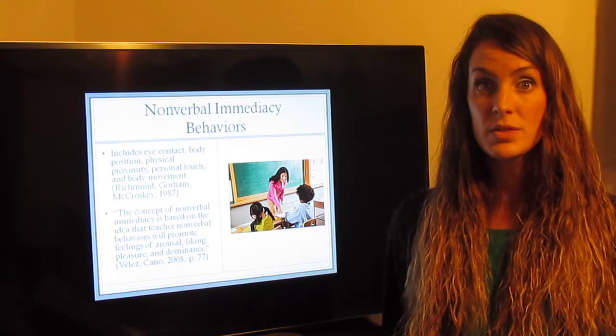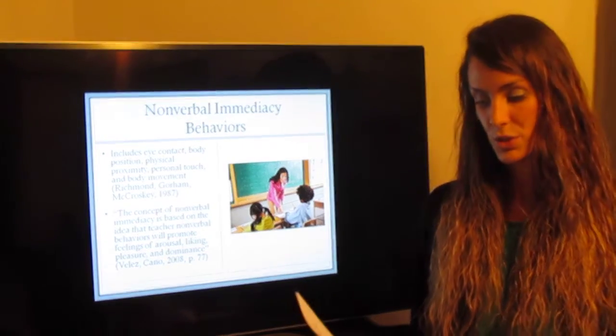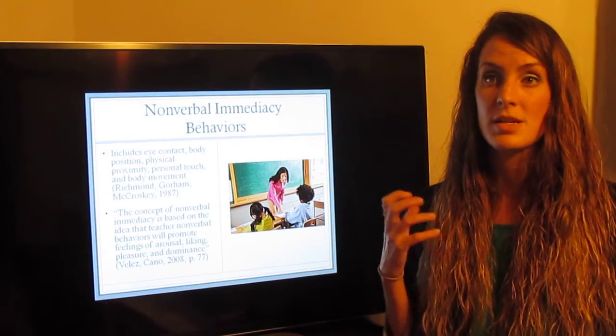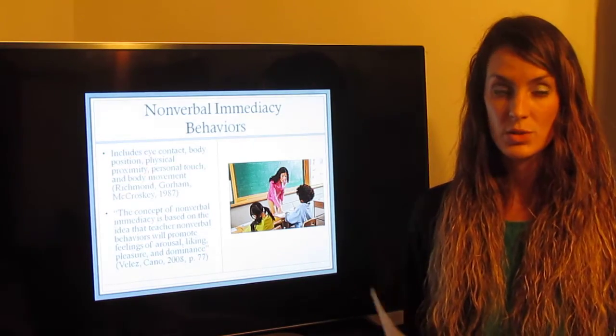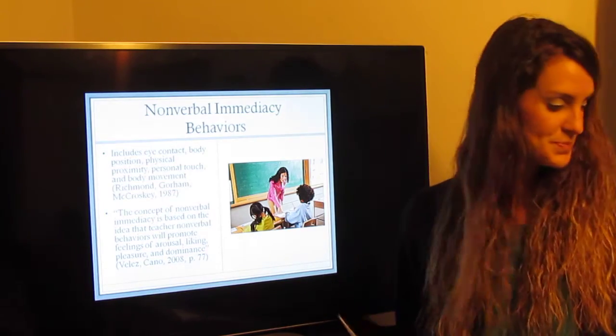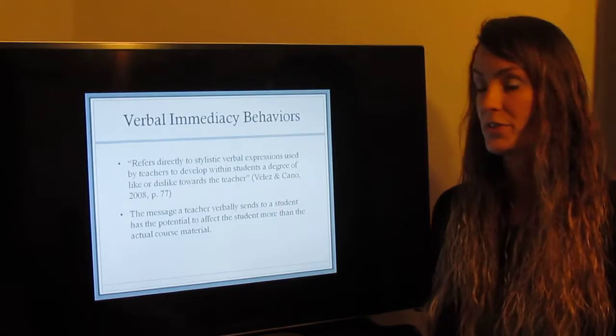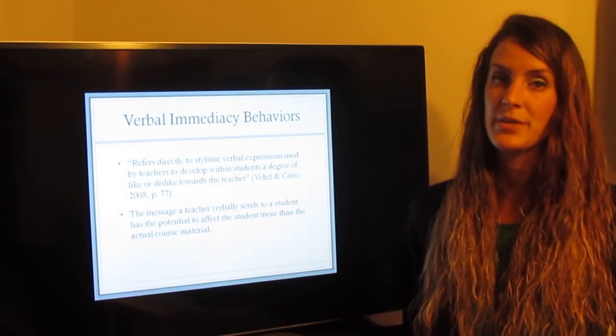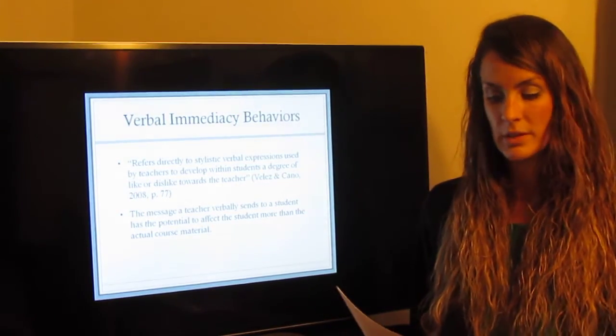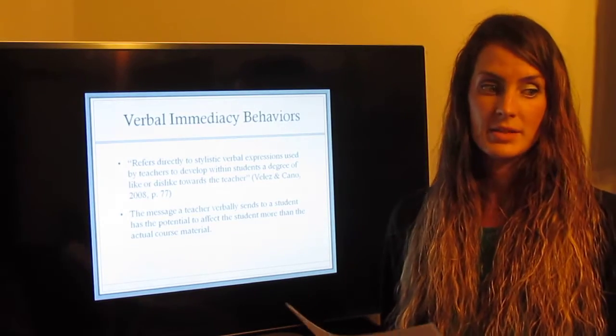And the purpose of using these nonverbal behaviors is to gain student attention and increase the student success rates and learning in the classroom. And so now we're going to talk about the verbal immediacy behaviors, which also are very important in student success rates in the classroom.